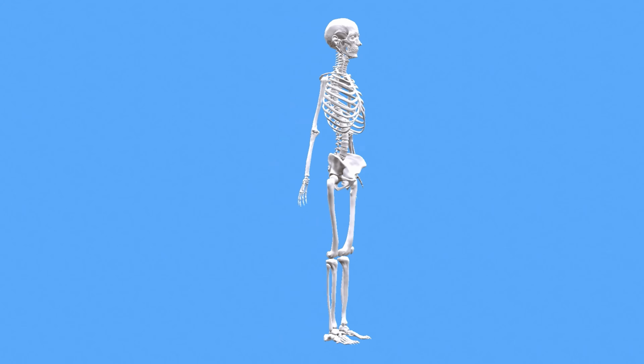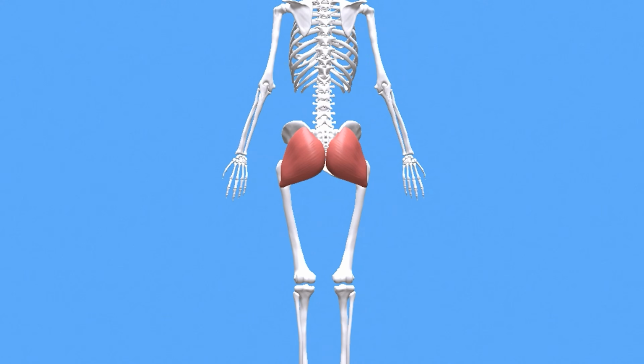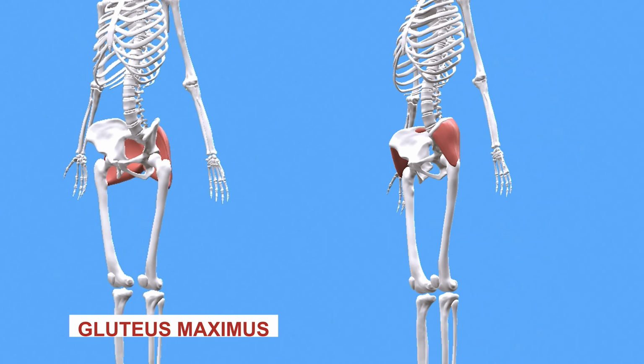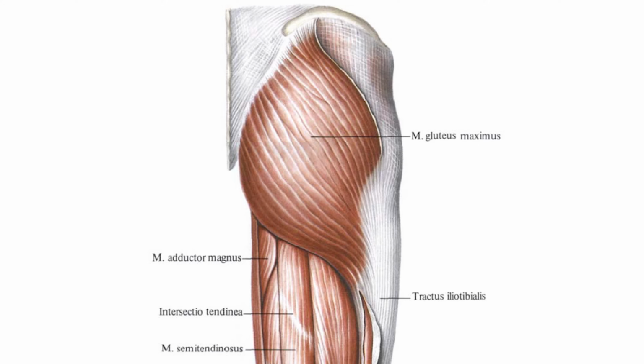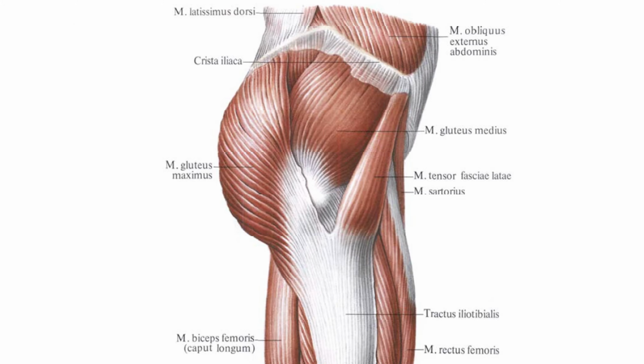The gluteus maximus muscle forms the prominent part of the buttock and is quite a large muscle. It is twice as heavy as the combined weight of the gluteus medius and minimus muscles. At the top, the gluteus maximus muscle attaches to the posterior edge of the ilium, the sacrum, and the coccyx, and at the bottom to the iliotibial tract and the femur.